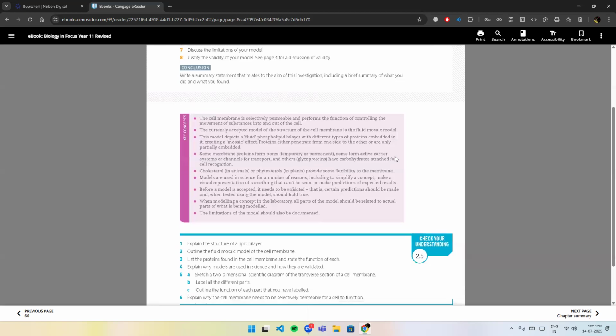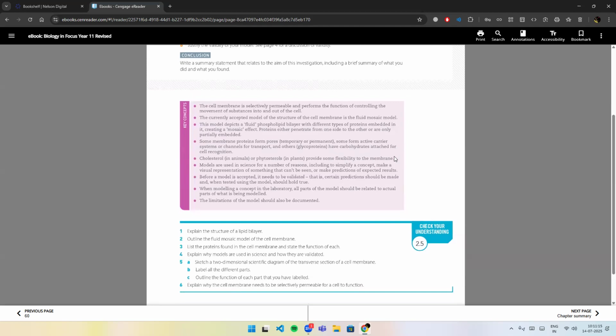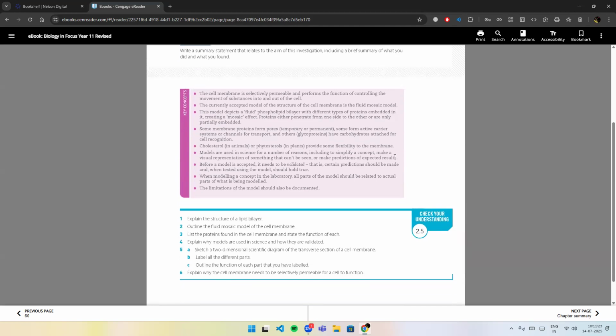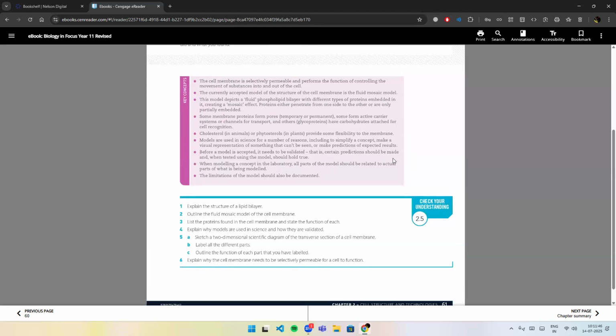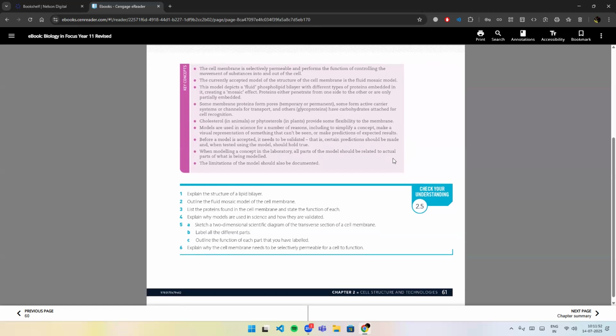Key concepts. The cell membrane is selectively permeable and performs the function of controlling the movement of substances into and out of the cell. The currently accepted model of the structure of the cell membrane is the fluid mosaic model. This model depicts a fluid phospholipid bilayer with different types of proteins embedded in it, creating a mosaic effect. Proteins either penetrate from one side to the other or are only partially embedded. Some membrane proteins form pores, some form active carrier systems or channels for transport, and others have carbohydrates attached for cell recognition. Cholesterol or phytosterols provide some flexibility to the membrane.